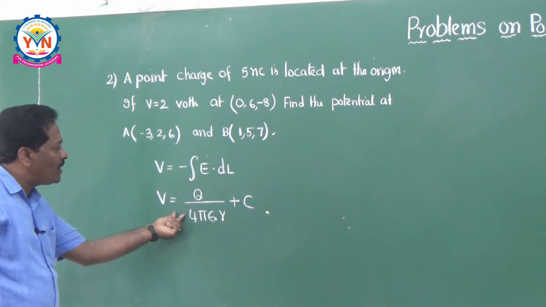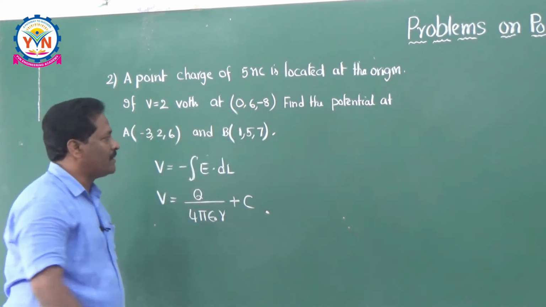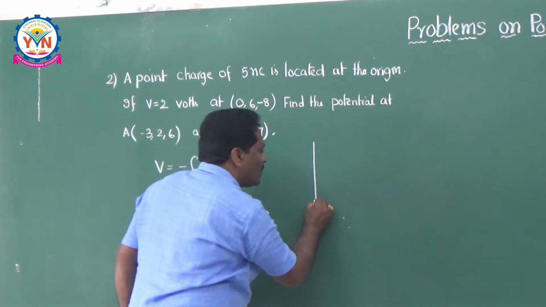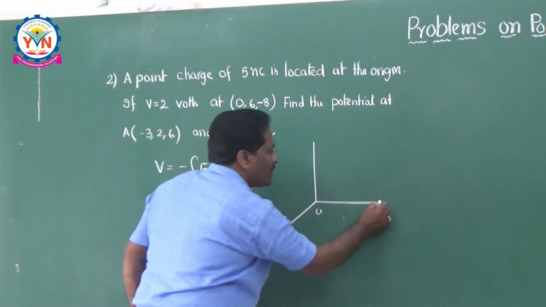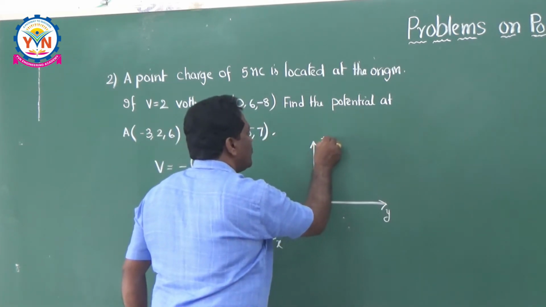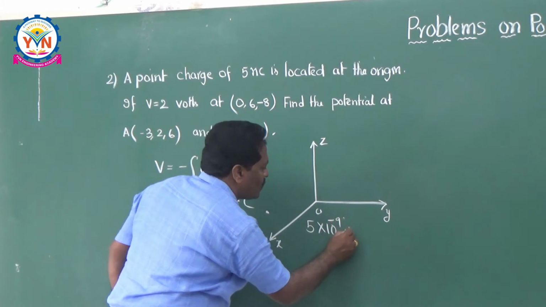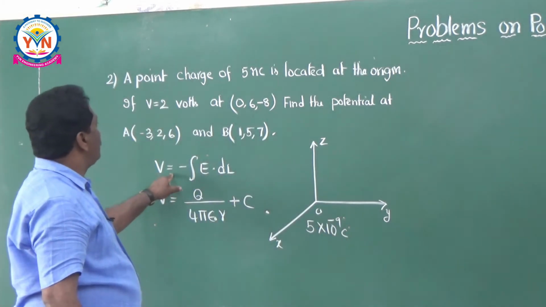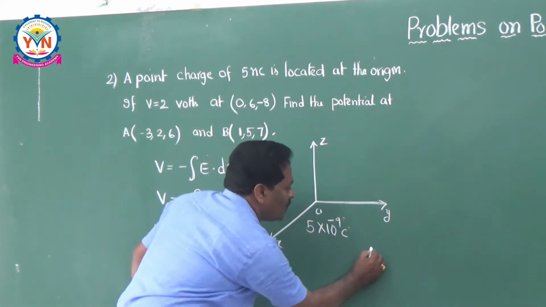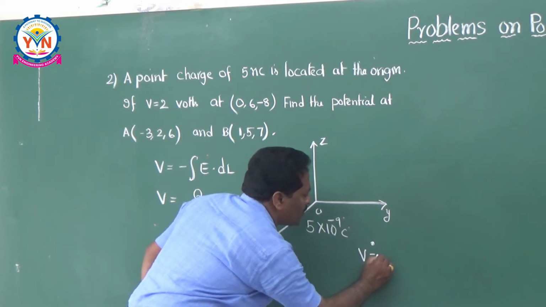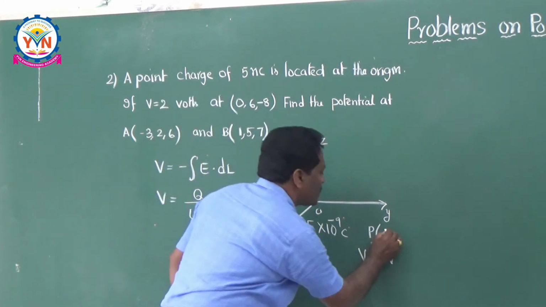And here you are told that this voltage V is 2 volts at the point 0, 6, minus 8. So in this problem, what he has given: let us say this is the x-axis, this is the y-axis and this is the z-axis. At the origin, a 5 nanocoulomb charge is there, 5 into 10 to the power of minus 9 coulombs. He told that V is equal to 2 volts at a point P of 0, 6, minus 8.